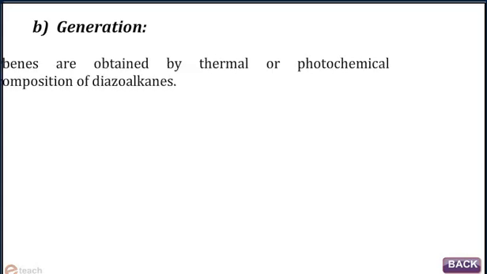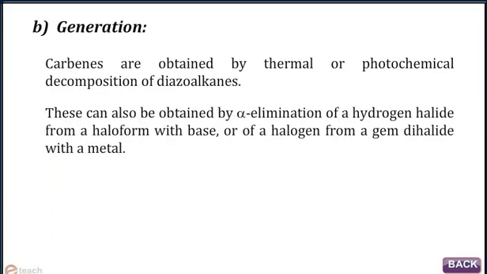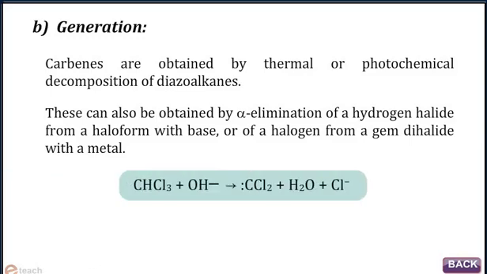Generation. Carbenes are obtained by thermal or photochemical decomposition of diazoalkanes. These can also be obtained by alpha elimination of a hydrogen halide from a haloform with base, or of a halogen from a gem dihalide with a metal. CHCl3 plus OH minus gives CCl2, that is carbene, plus H2O plus Cl minus.